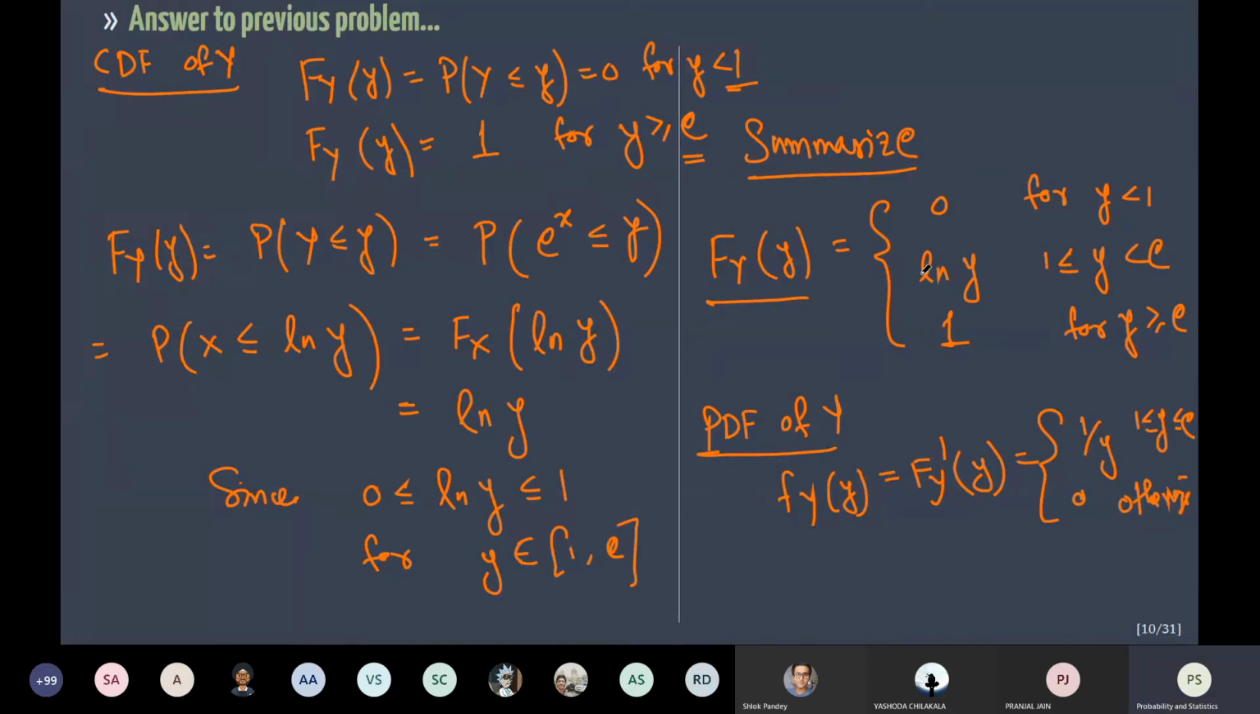Okay, so we just differentiated this part. And in other places it will be 0, so that's the 0 otherwise. So we got the PDF also. Now we compute the expectation of y.